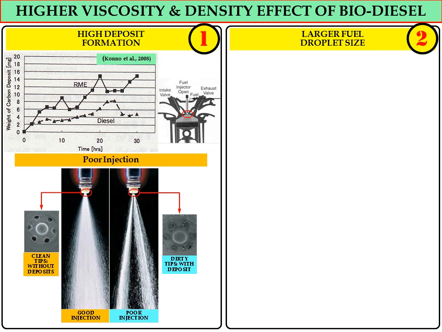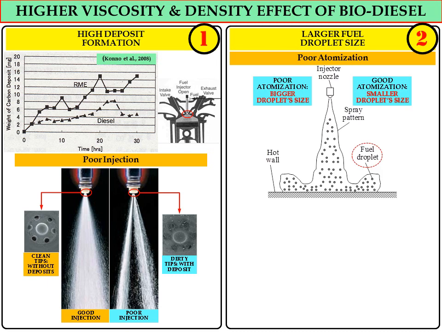Effect number two: the higher viscosity and also high density of biodiesel fuel will cause larger fuel droplet size, where this will cause poor atomization. During fuel spray, before the combustion process occurs, poor atomization refers to the formation of bigger droplet size, and good atomization refers to smaller droplet size. When the fuel spray is introduced by the injector, the spray pattern actually consists of thousands of fuel droplets that will impinge on the wall of the combustion chamber.